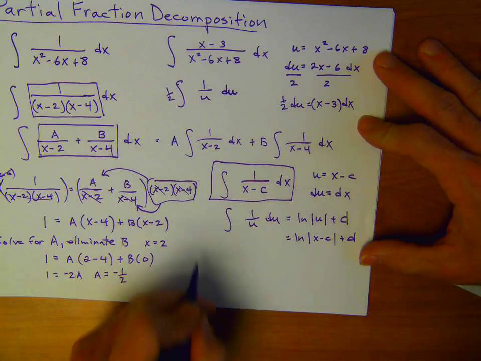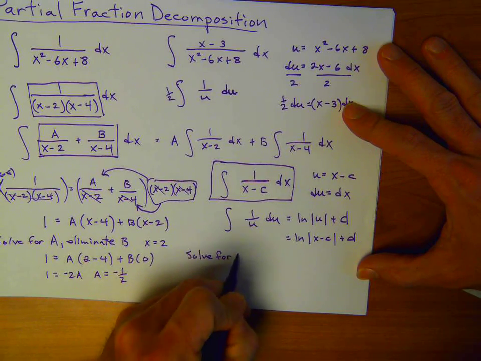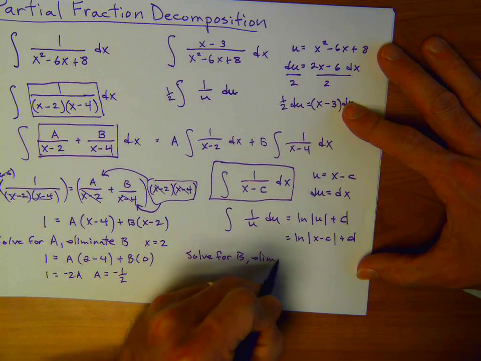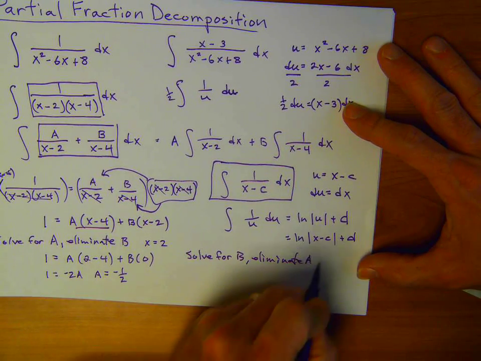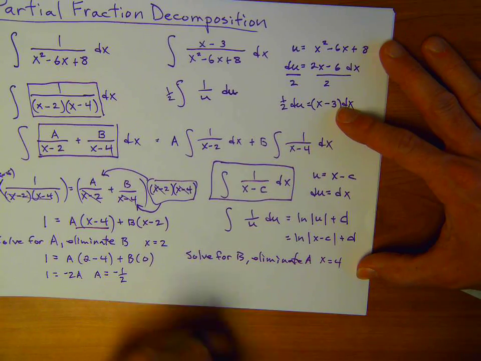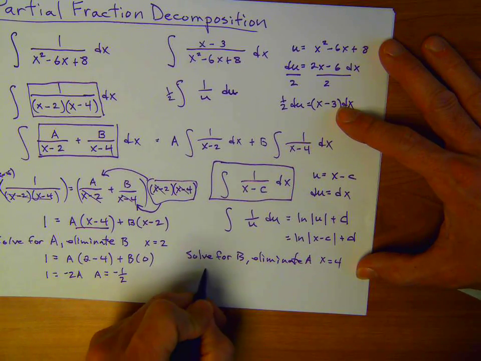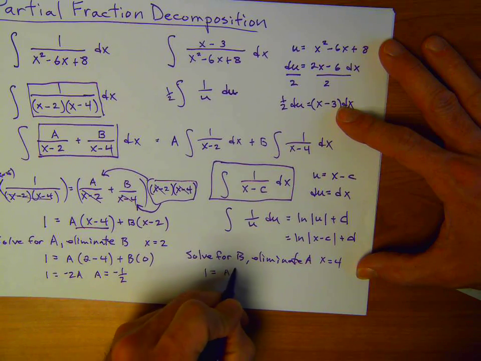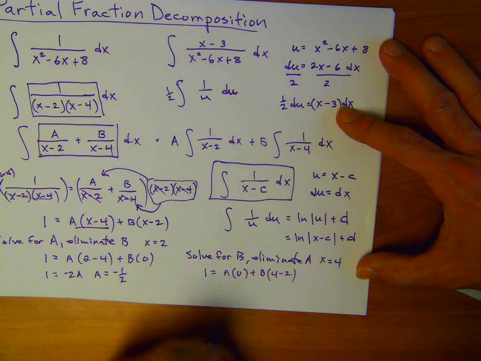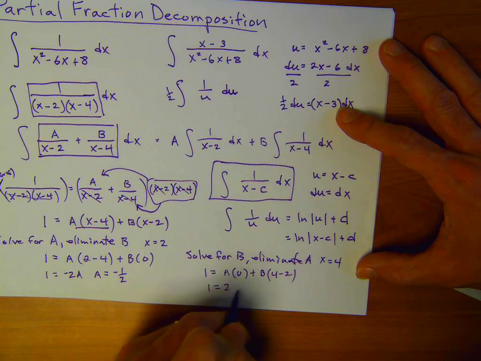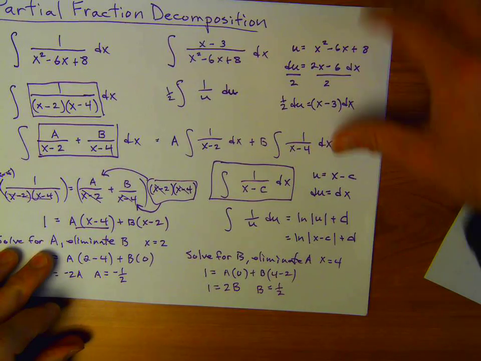Alright, now likewise, if I want to solve for b, then I eliminate a, and here clearly x equals 4 would do it. So now I'm going to take the same equation and substitute x equals 4. So I end up with 1 equals a times 0 plus b times 4 minus 2. That leaves me with 1 equals 2b, or b equals 1/2.